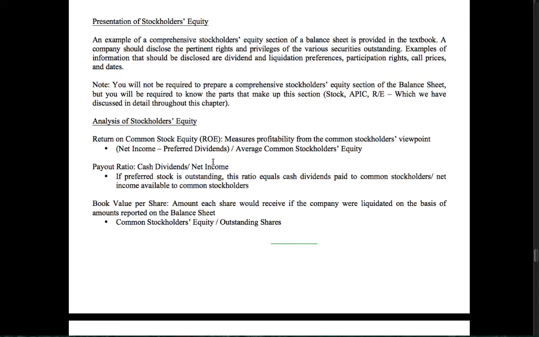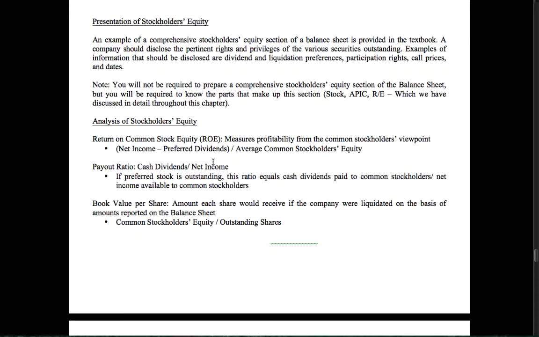So they have to detail a lot of information in these disclosures about what they're dividending, what dividends they have, what type of dividends they are, the liquidation preferences, as we discussed, creditors, preferred stock, then common stock, any specific rights, call prices, dates, any key information related to the company's stockholders' equity.